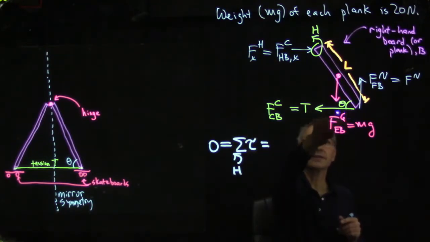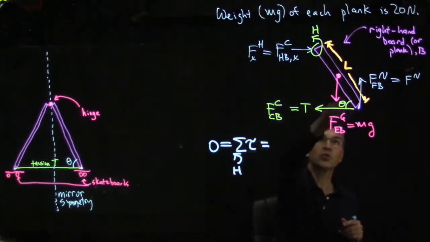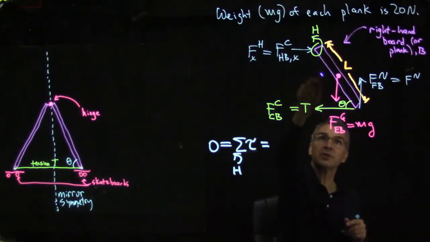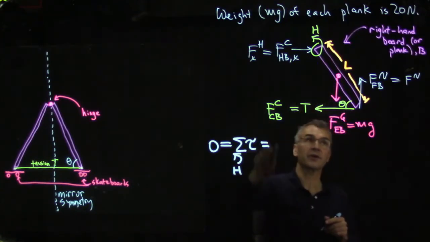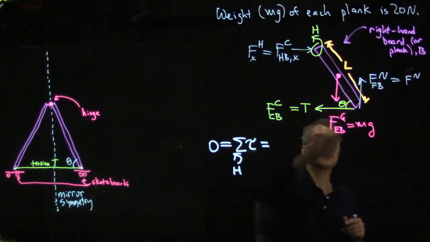How about the tension? So the tension would tend to be clockwise. The normal force would tend to be counterclockwise. And then about this pivot, gravity would tend to be clockwise. So let's do normal force minus the other 2. What is the lever arm for the normal force?